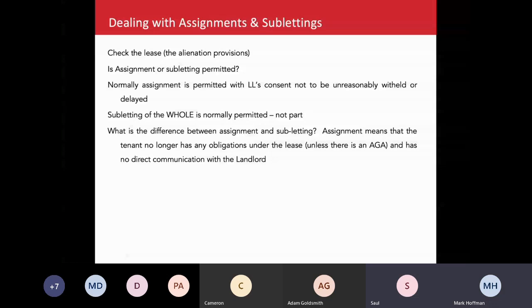Why would a tenant want to sublet rather than assign? Correct. I don't know who's given that answer because it's just come up as unknown user, but yes, the answer is there's a profit rent. So the profit rent is where the market rent is higher than the passing rent.